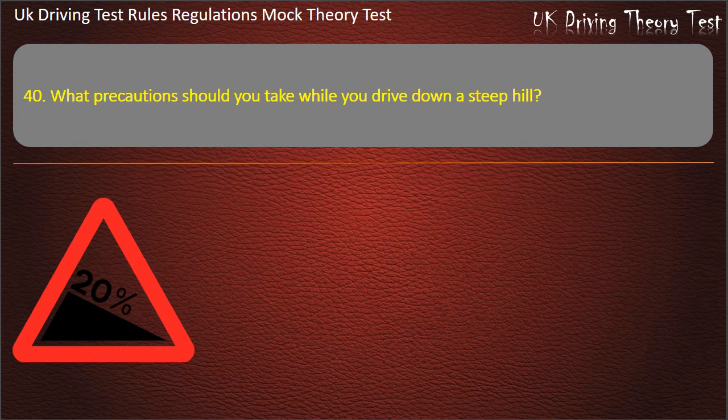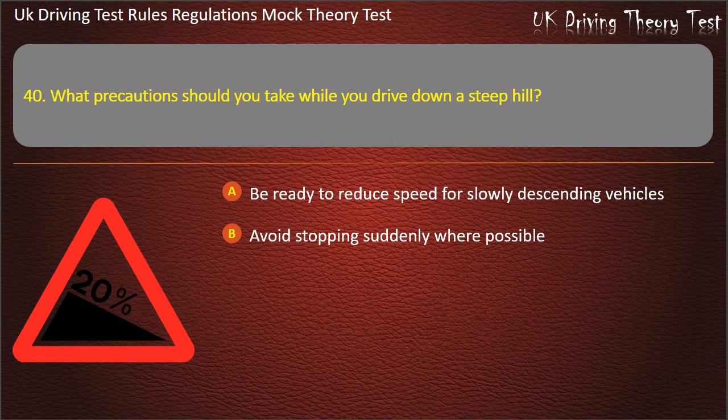Question 40. What precautions should you take while you drive down a steep hill? Be ready to reduce speed for slowly descending vehicles. Avoid stopping suddenly where possible. Use your gears to help you slow down. All of the above. Answer. All of the above.